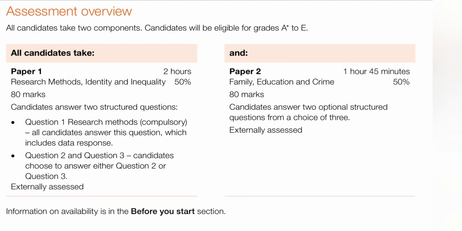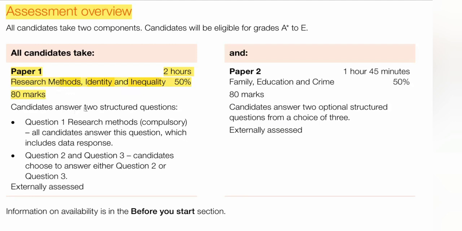In the previous video, we covered the syllabus guide of sociology for the paper codes 2251 and 0495. In today's video, we are going to give you a quick overview of paper 1 and paper 2, the major components to qualify in this course. In paper 1, there are 3 chapters included: research methods, identity, and inequality. The paper is for 2 hours and it carries 80 marks.